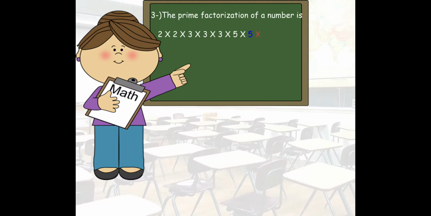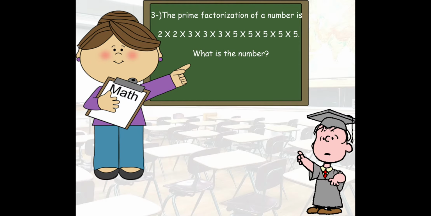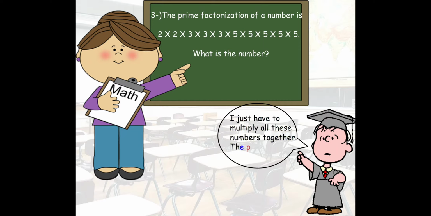Another question. Number 3. The prime factorization of a number is 2 times 2 times 3 times 3 times 3 times 5 times 5 times 5 times 5 times 5. What is the number? I just have to multiply all these numbers together. The product is 337,500. What? Oh.